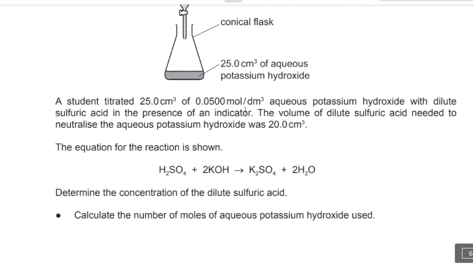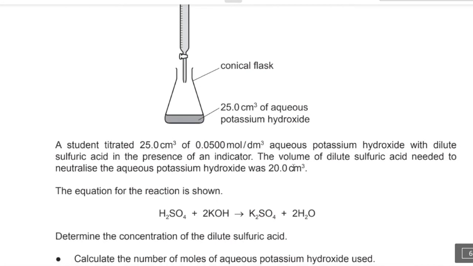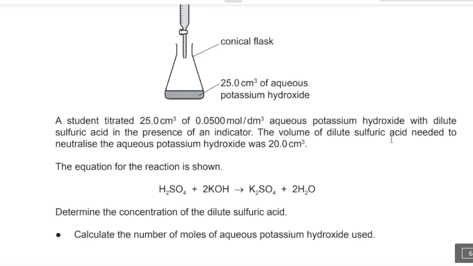So this indicator would turn the color of neutral as soon as all of the potassium hydroxide is neutralized by the dilute sulfuric acid dripping down the burette. And it would initially be the color that represents basic pH due to the potassium hydroxide. The volume of dilute sulfuric acid needed to neutralize aqueous potassium hydroxide was 20 cm cube.